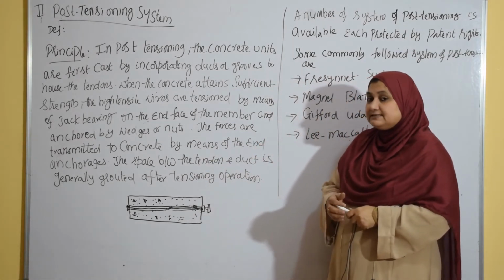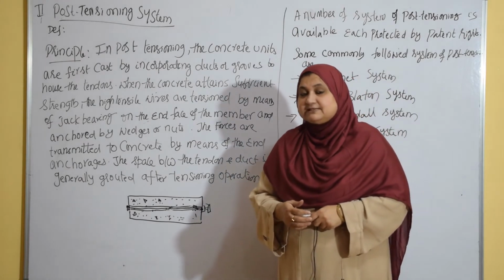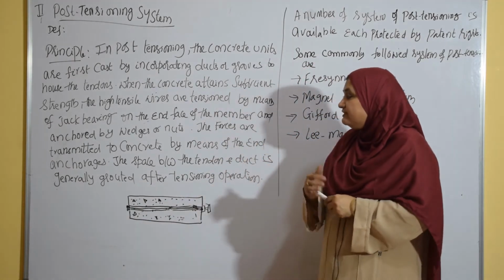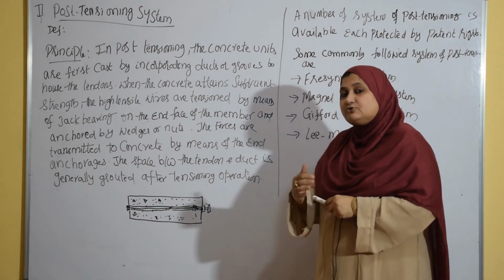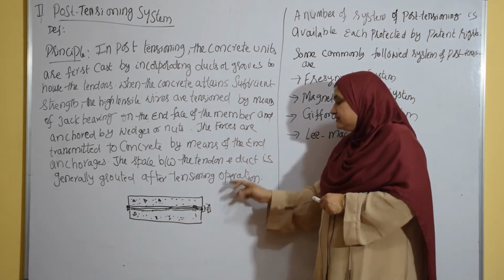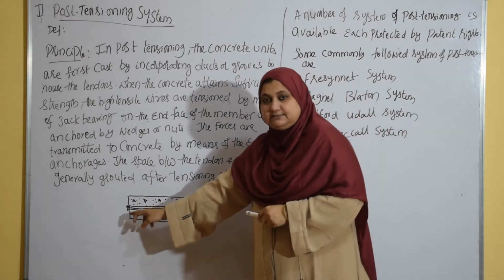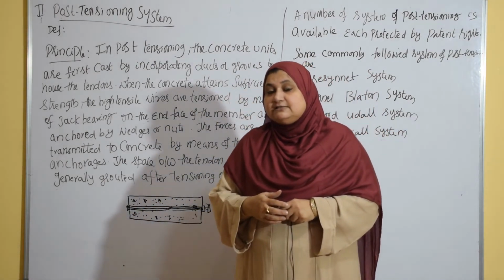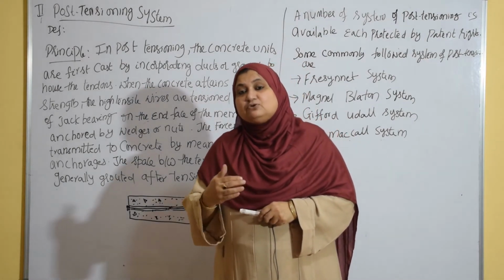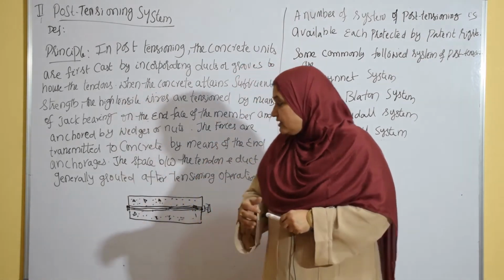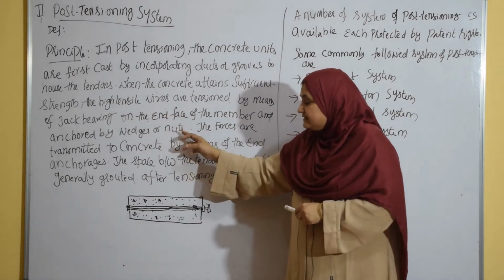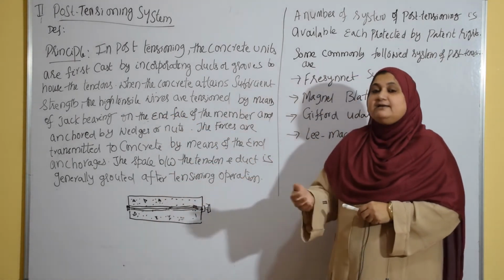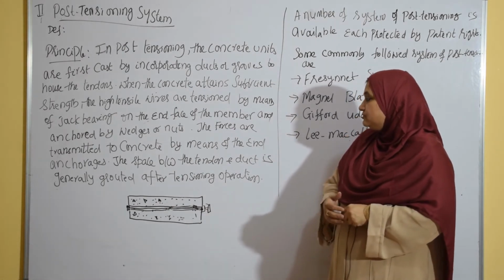So what happens is, the force has to be transferred. In pre-stressing, the force has to be transferred from the steel to the concrete. The forces will be transmitted to the concrete by means of these end anchorages. That is what I said: in the method of post-tensioning, the stress will be transferred from the steel to the concrete by bearing, because those high tensile wires are placed inside the bearing. So the bearing will transfer the stress from the steel to the concrete.